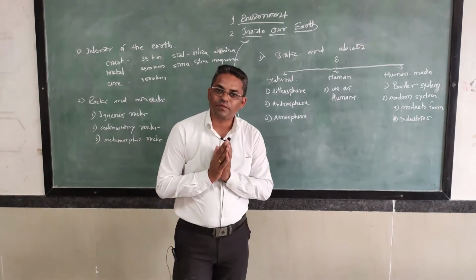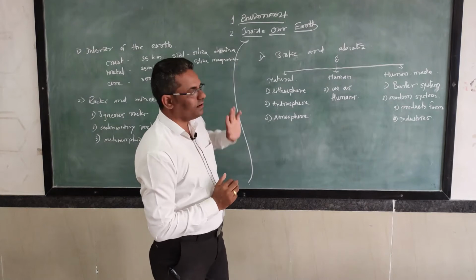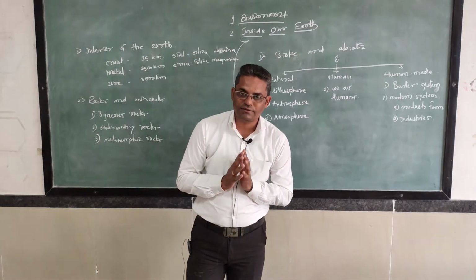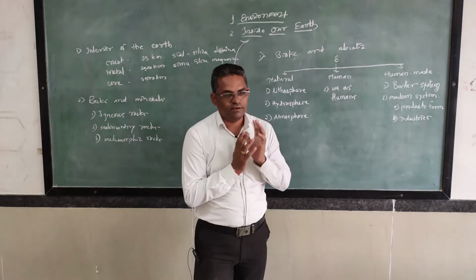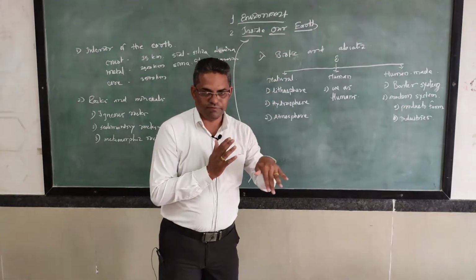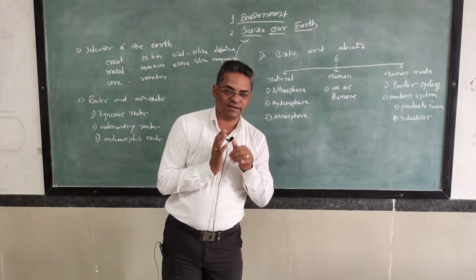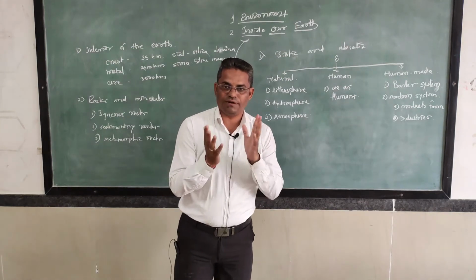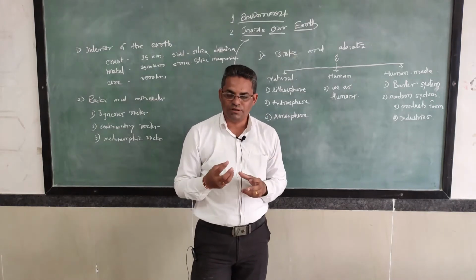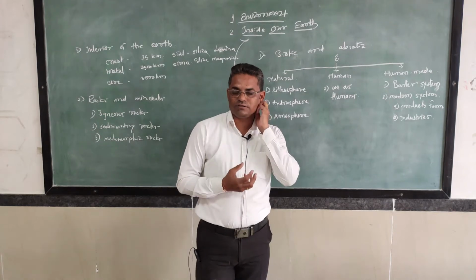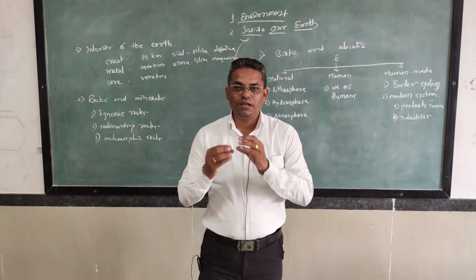Lithosphere means the interior of the earth, inside of our earth, and the parts of earth. For example, soil is a part of earth. If you go and enter the inside of the earth, what will happen? You will find several kinds of rocks: white rocks, black rocks, red rocks, yellow rocks, gray rocks. So what are they? They are the part of lithosphere.